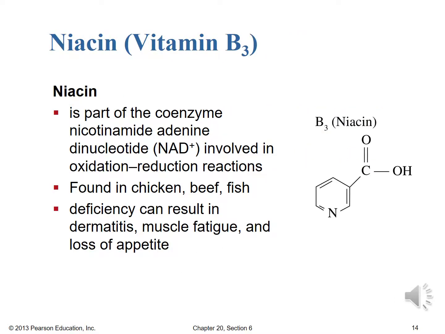Moving in order, the next vitamin is niacin, or vitamin B3, and it's part of the coenzyme nicotinamide adenine dinucleotide, NAD+, which is involved in oxidation reduction reactions. I think when we had our alcohol dehydrogenase a few lectures back, we saw that this NAD+ was involved there, for instance. It's found in chicken, beef, fish, animal meat sources. Deficiency here can result in dermatitis, like we saw for the B2, muscle fatigue, and loss of appetite.